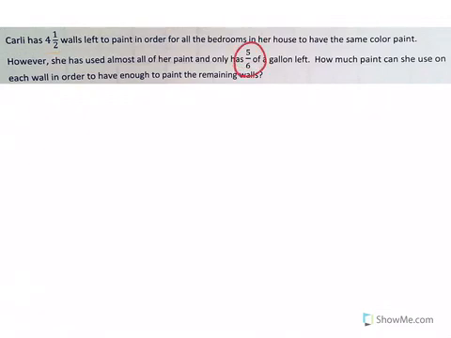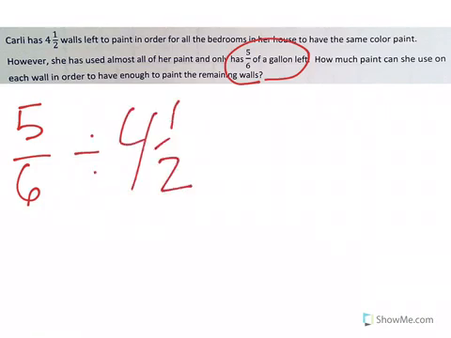Well, we see obviously our two numbers that we're working with here. This is one of those ones where you really have to think about what you're doing. Is she dividing up 4.5 walls by 5/6 of a gallon of paint, or is she dividing the paint she has left amongst those walls? That's the one right there. She has 5/6 of a gallon remaining. Now, she's got to divide that up. Does she have enough for the other walls? We're going to divide that up and see. So she's dividing that amongst the 4.5 walls. So we have 5/6 divided by 4.5.